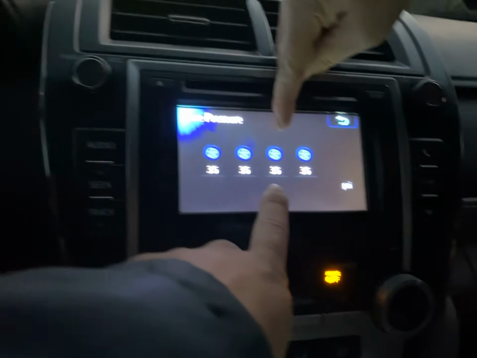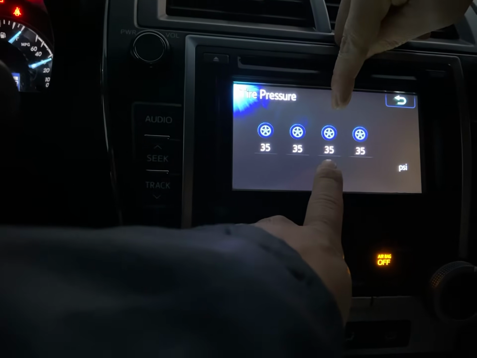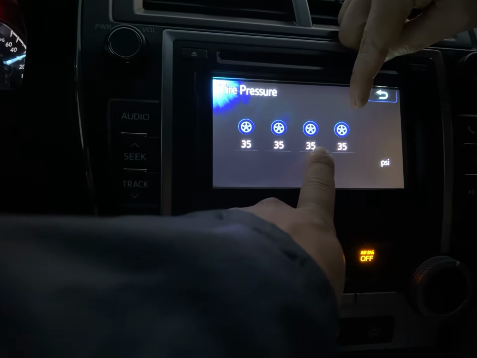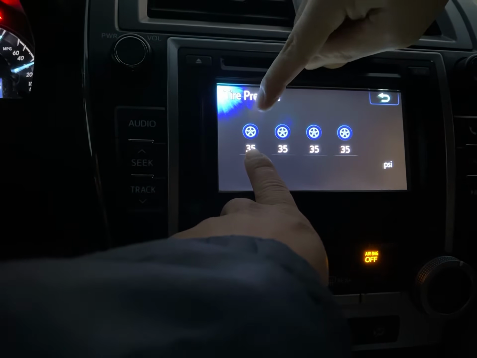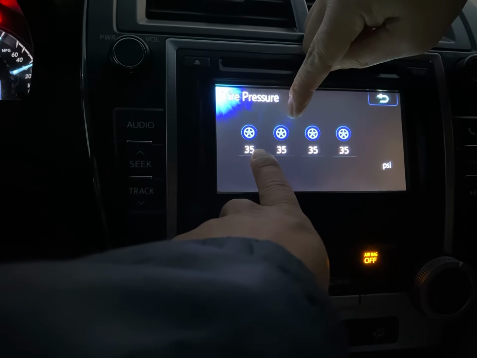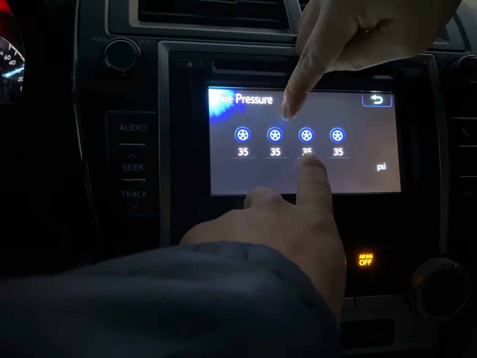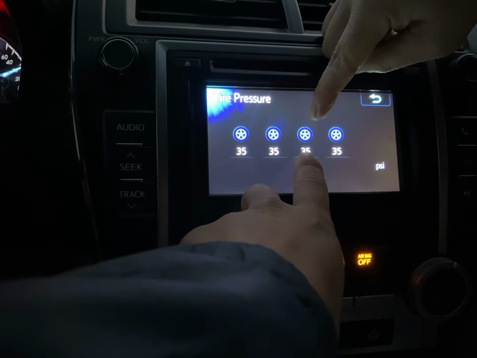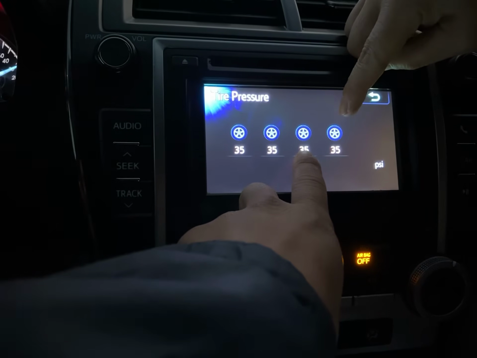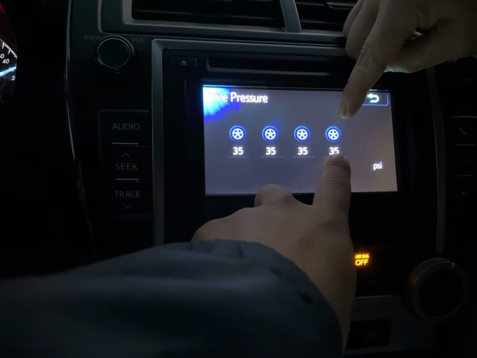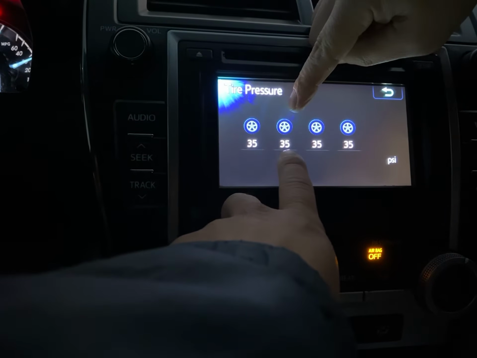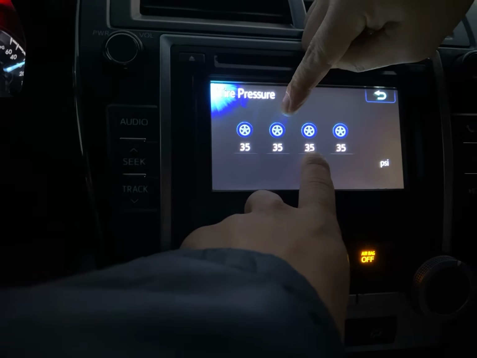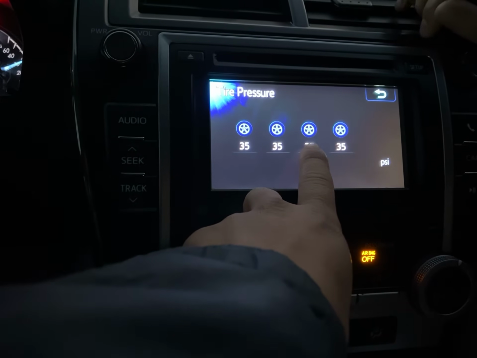So this is driver front, driver rear, passenger front, passenger rear. Let's do this again: driver front, driver rear, passenger front, passenger rear. So driver front, yep.